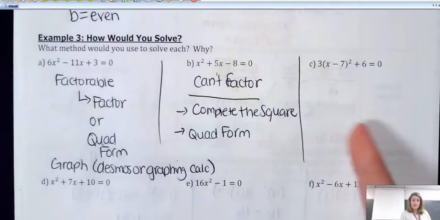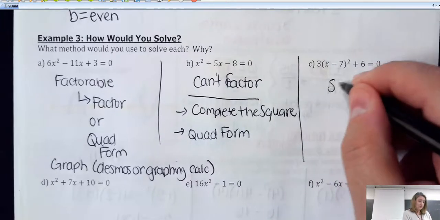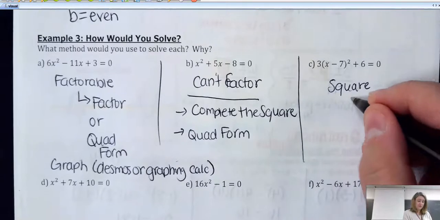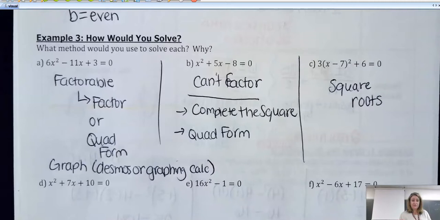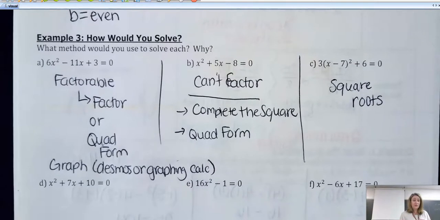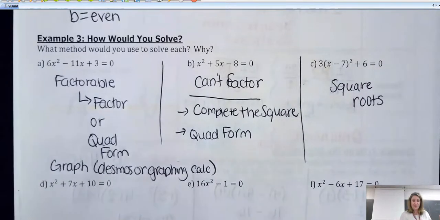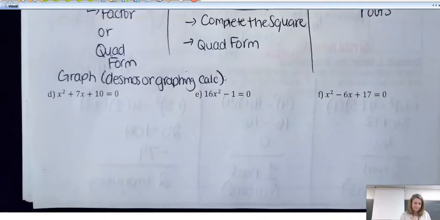Now, if I'm looking at this right here, if you've got parentheses squared, I would isolate those parentheses and tell you the fastest method for doing this would be to solve using square roots. Get that parentheses by itself, take the square root of both sides. Otherwise, if you want to use the quadratic formula, or if you want to do factoring, or if you want to do completing the square, we would have to FOIL all of that out and then simplify it into a format we could use. So I would say square roots is the best option for letter C.